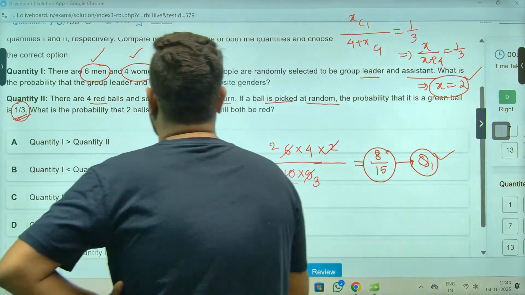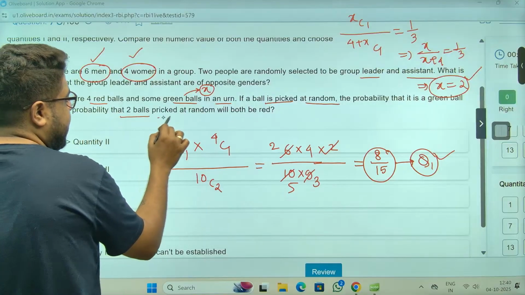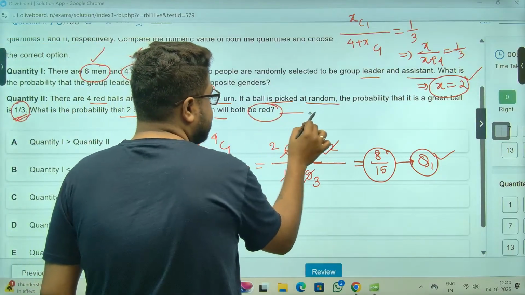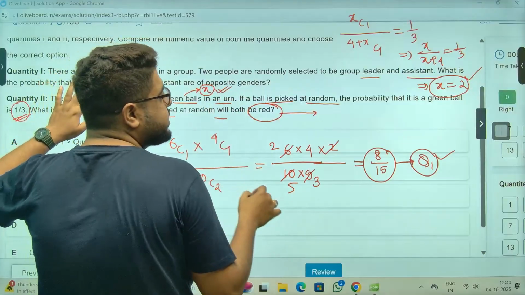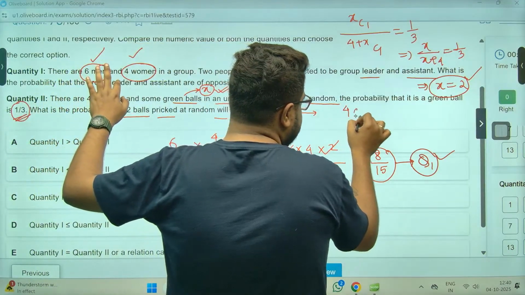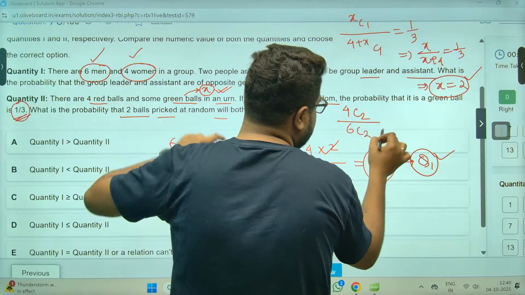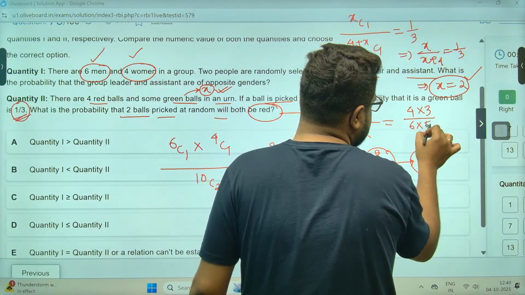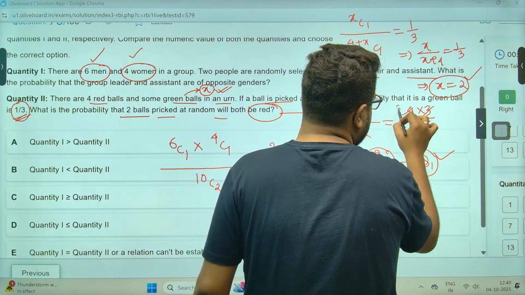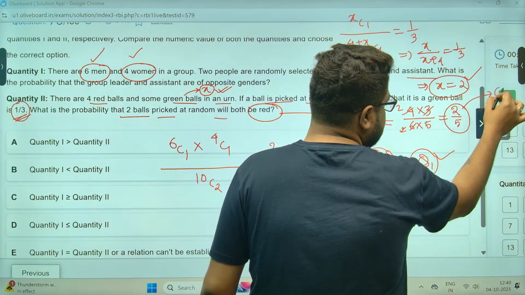Correct? Now they are asking, what is the probability that 2 balls picked at random will both be red, sir? Now, total, sir, 4 red balls and 2 green balls. So both red balls meaning 4C2 by total 4 plus 2, 6 balls, 6C2. So 4 into 3 by 6 into 5. That's the answer. 3, 2, 2, 2. So 2 by 5. This is Q2, sir.